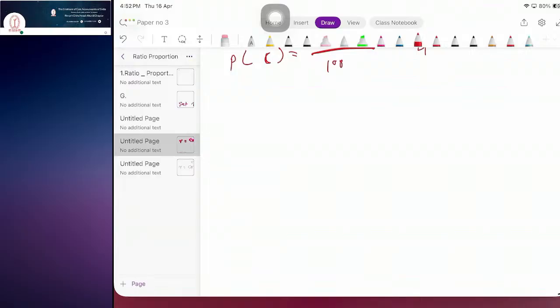Okay. Now let's take the next example. 4 cards are drawn.